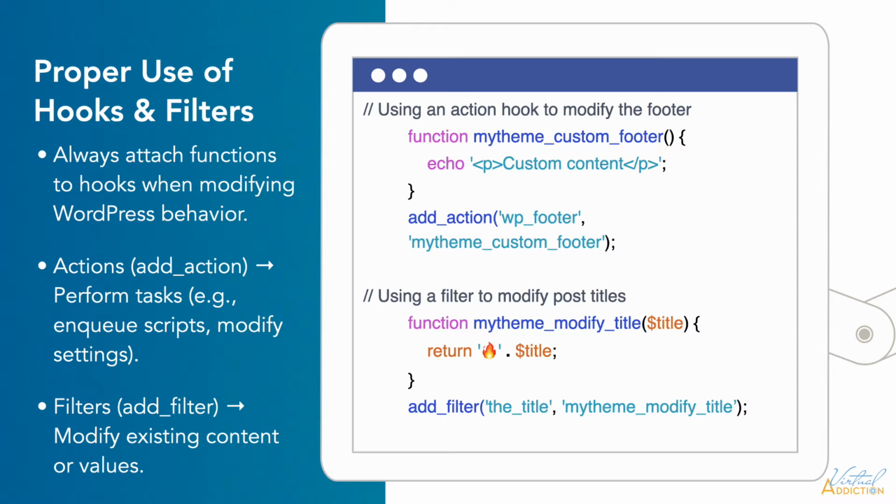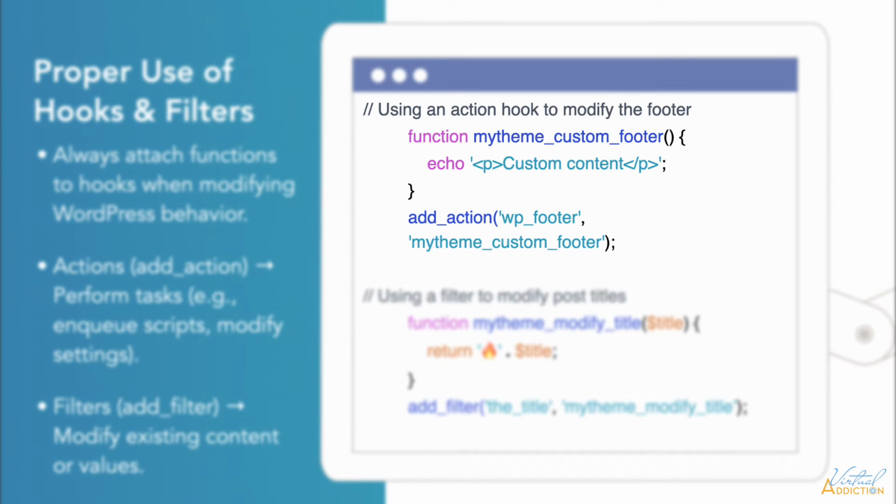You'll also want to properly use hooks, which are add_action, and filters, which are add_filter. This means you'll always want to attach functions to hooks when modifying WordPress behavior. Keep in mind that actions are usually add_action. This performs a task such as enqueuing scripts or modifying settings. An example of a filter is add_filter. This modifies existing content or values.